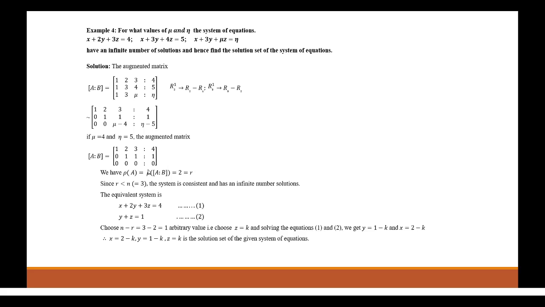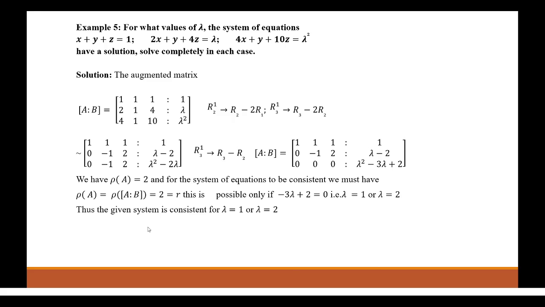The equivalent system: we have to write this matrix in the form of linear equations. The first row becomes x plus 2y plus 3z is equal to 4. The second row is y plus z is equal to 1. The third row is 0. From these two equations, taking the arbitrary value z is equal to k, we get the solution y is equal to 1 minus k and x is equal to 2 minus k. Finally, we have the solution for the given system of equations.